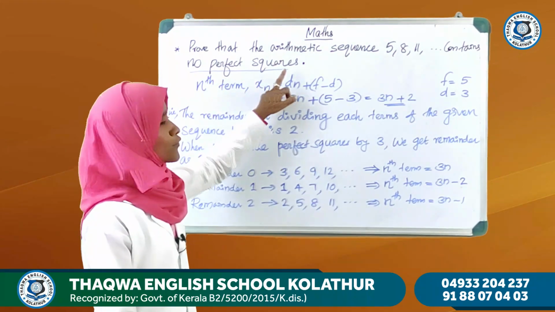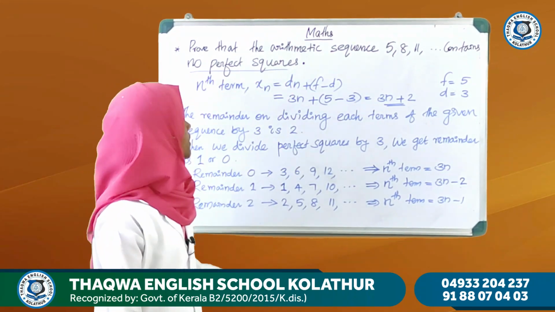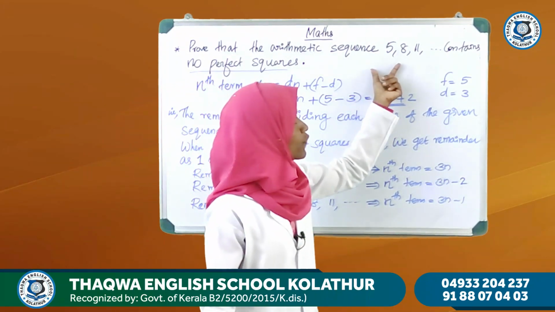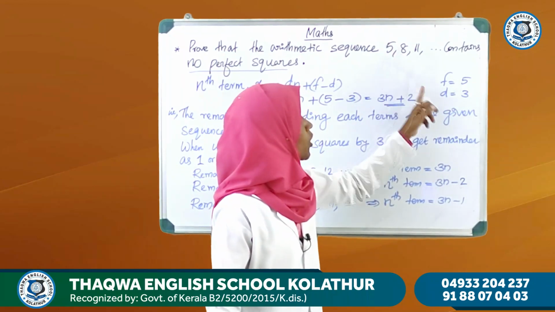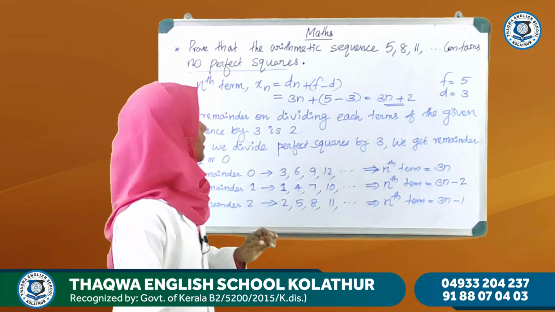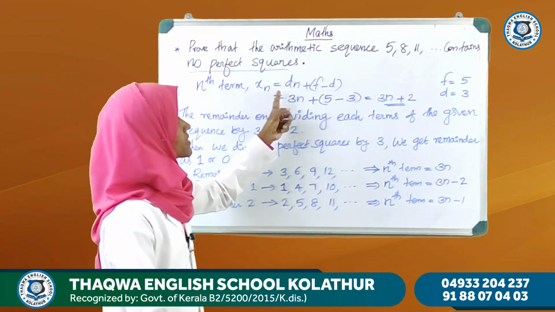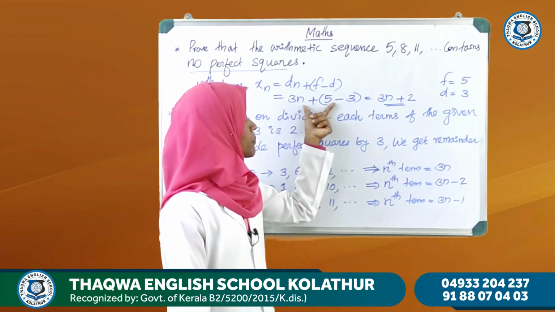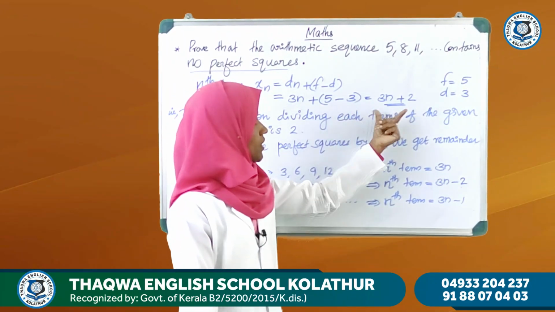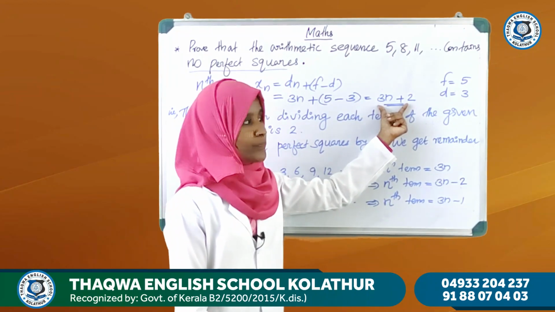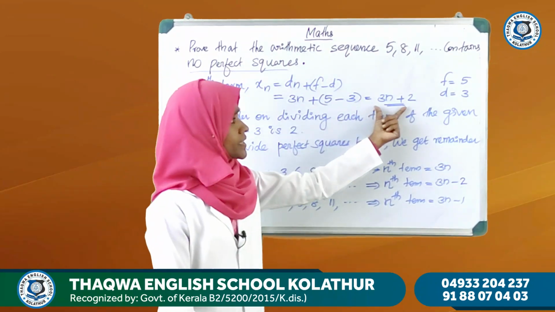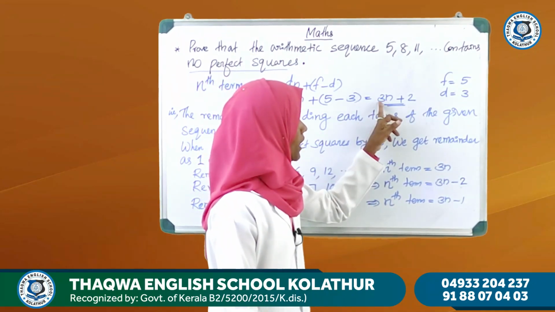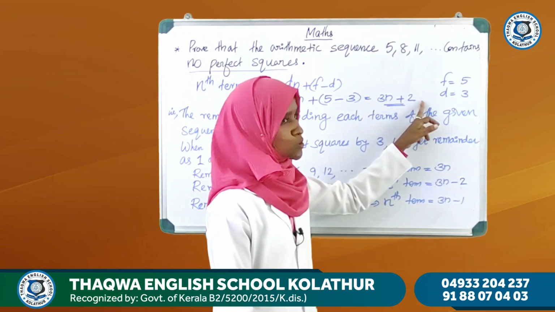contains no perfect squares. For that, at first we have to find out the nth term. Here first term is 5, then common difference 3. Next, nth term xn is dn plus f minus d, that is 3n plus 5 minus 3, so 3n plus 2. Okay, that is, the nth term of the sequence is a multiple of 3 plus 2.